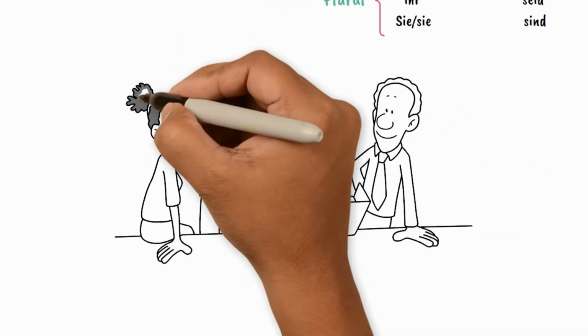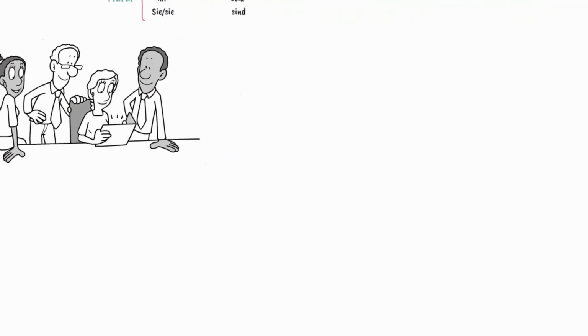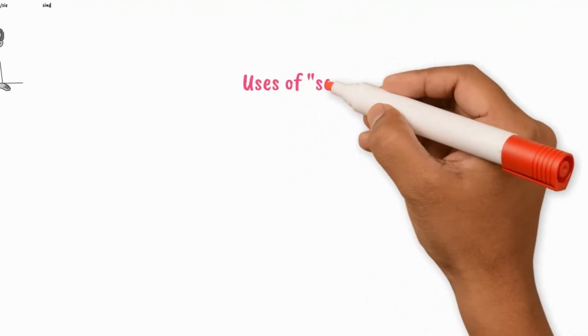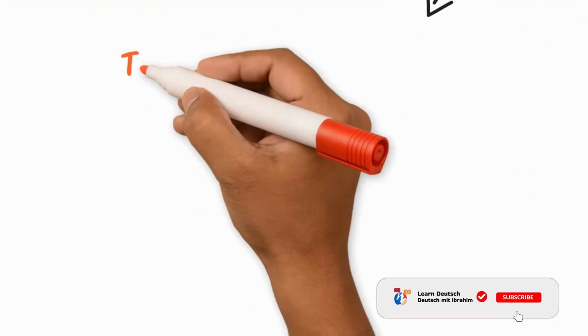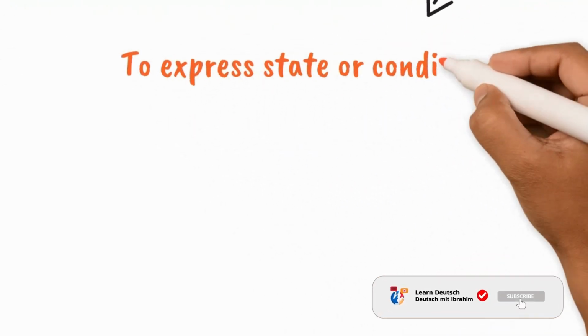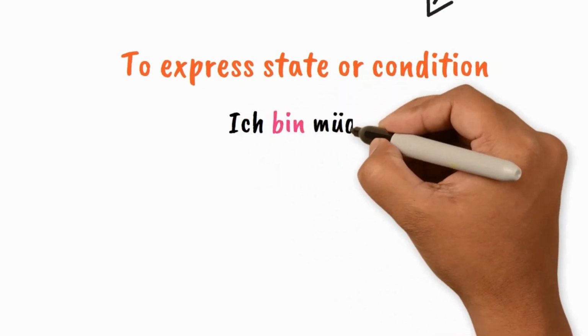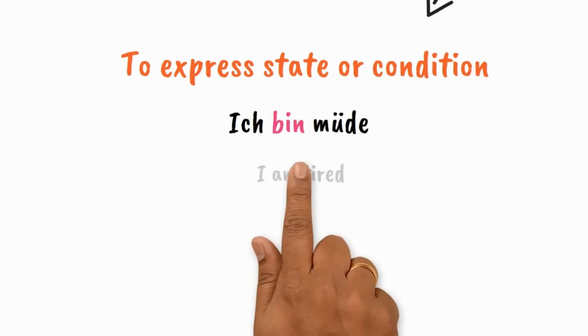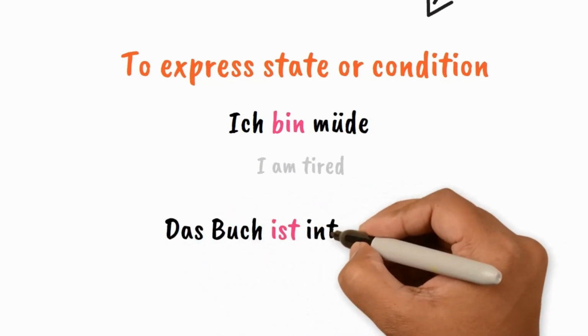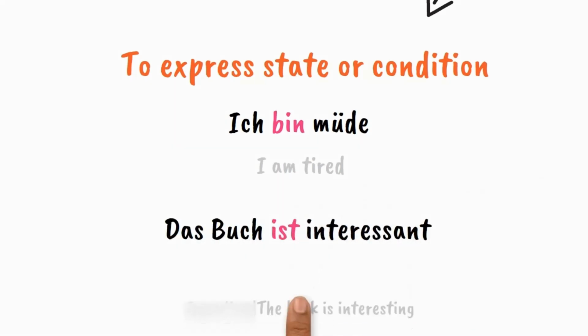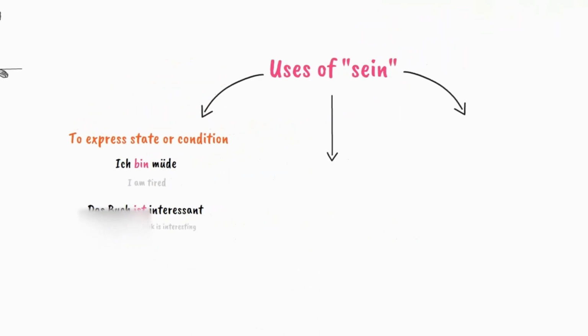Now let's see together the uses of sein. There are three main ways to use the verb sein. First, to express state or condition. Example: Ich bin müde. My current state now is that I am tired, and I am describing my state. Das Buch ist interessant. After reading this book, I can describe it as interesting.